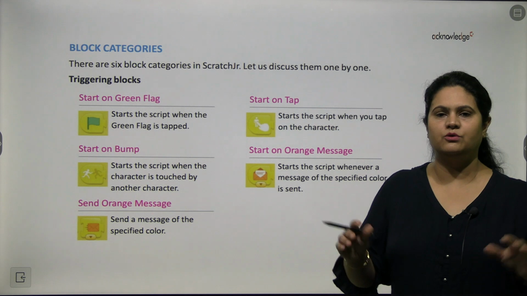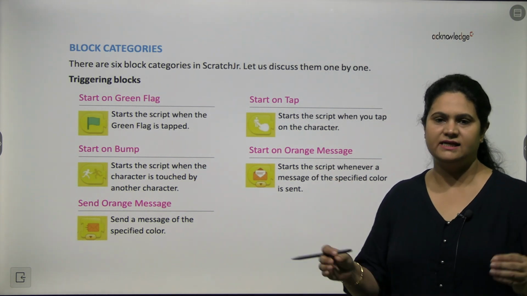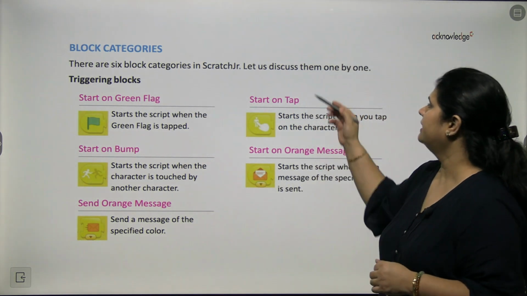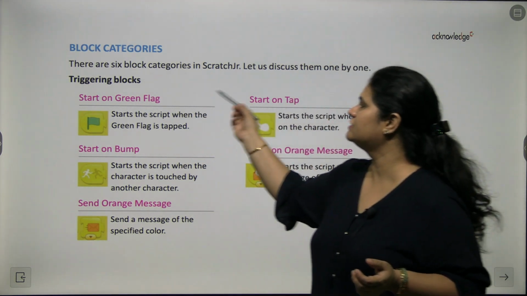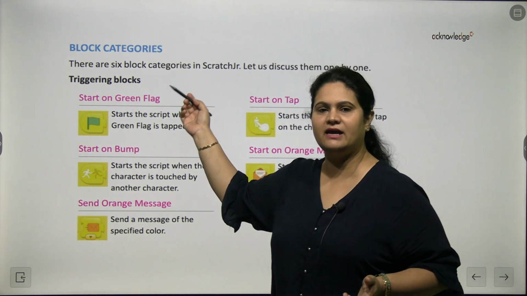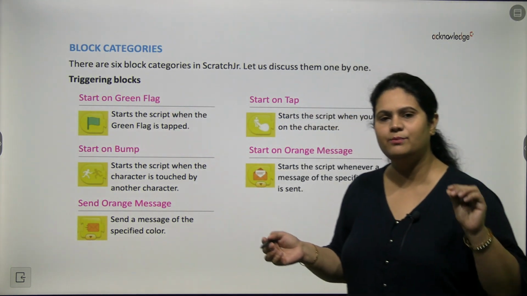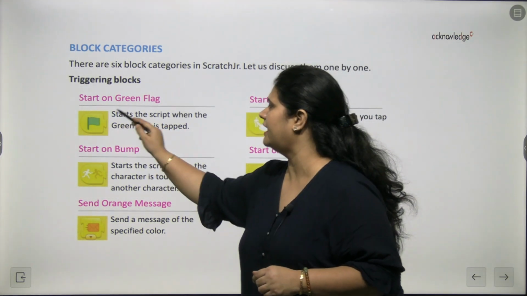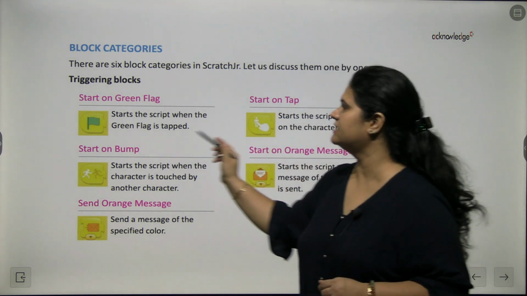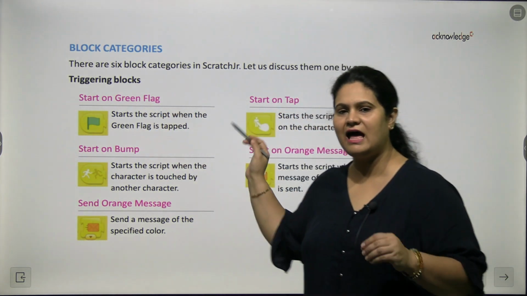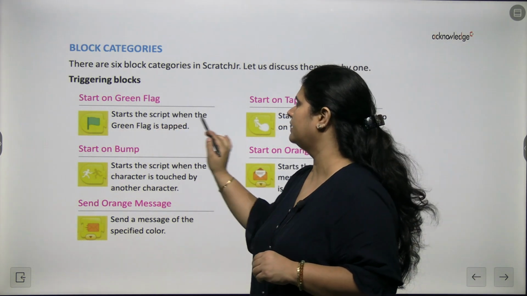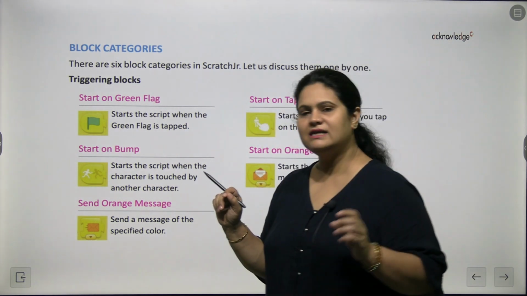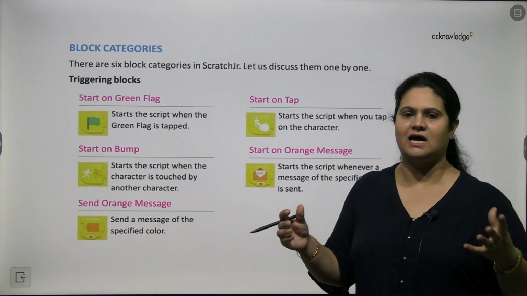Now let's study the block categories in detail. As we know, there are 6 block categories in Scratch Junior. First one is triggering blocks. Triggering blocks, children, are yellow in color. So first one you see here is a green flag. It is start on green flag. It starts the script when the green flag is tapped. So whenever you tap on this green flag, your script starts running.